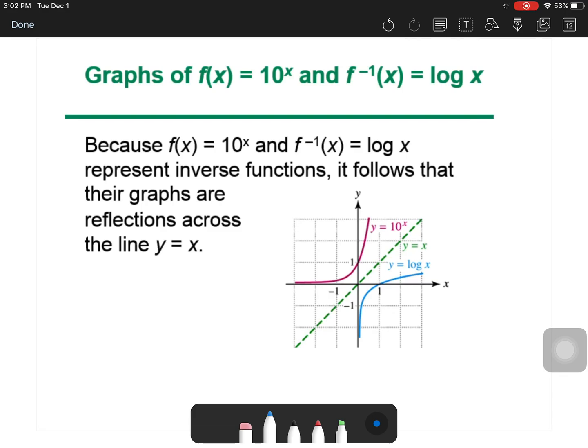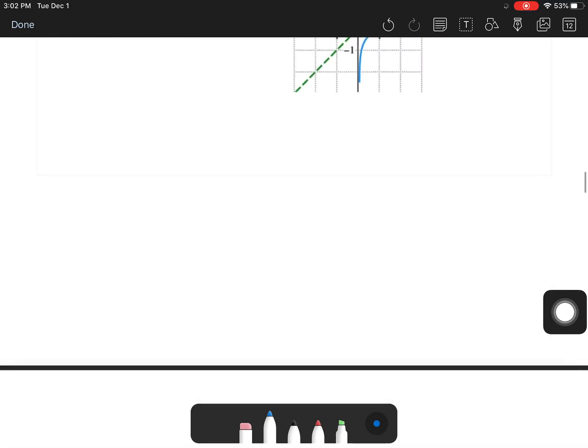And here we're talking about the graphs of f of x equals 10 to the x, which I threw out earlier, versus its inverse, which is log base 10 of x. These are just inverses of one another. Since that is the case, they have the properties I talked about, where they're reflections over the line y equals x, and I did that sketch on a previous slide a little bit.